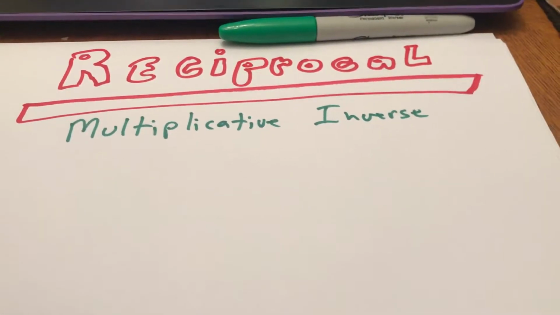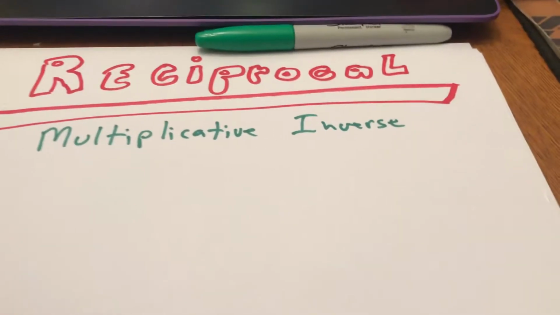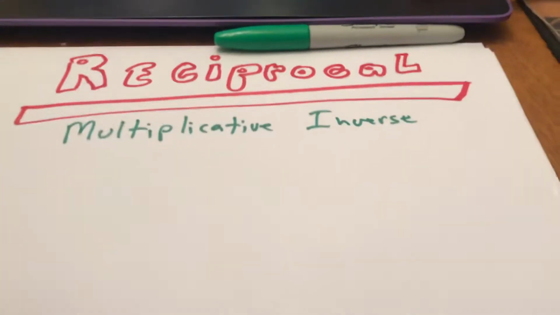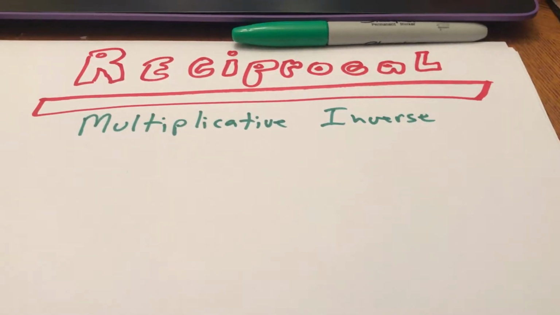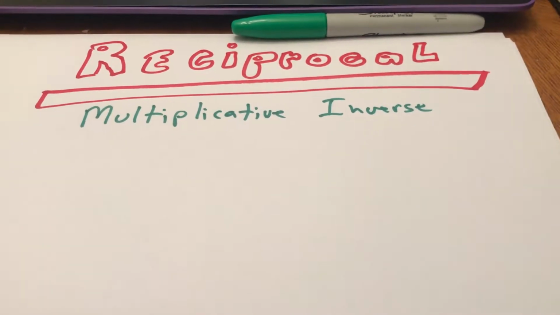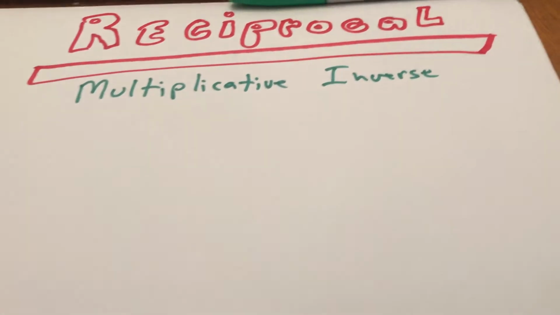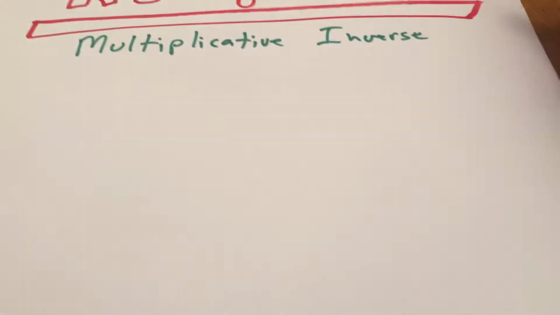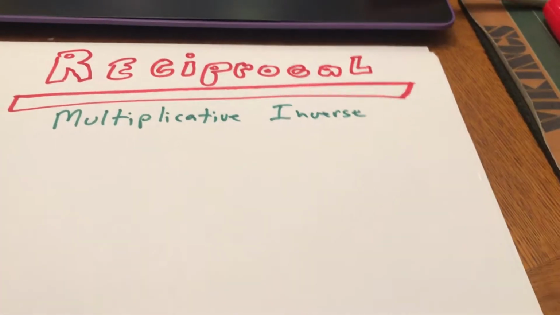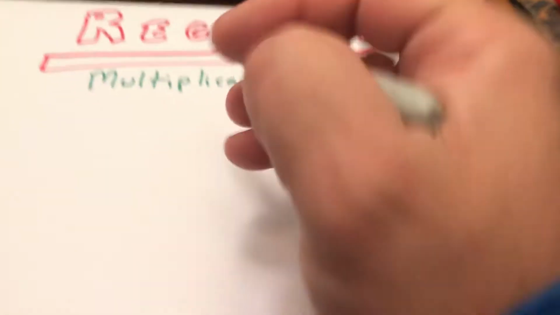Today it's about the reciprocal, or another term that we can use to describe it is multiplicative inverse. You'll usually hear me just say reciprocal, and here's what the reciprocal is. It's a pretty easy concept. Let's just say you have the number 5.